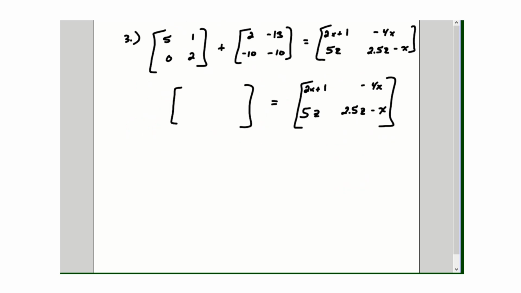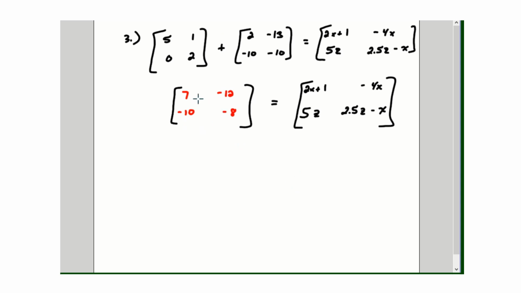Number 3, have you done number 3 yet? Nope, okay. Number 3, go ahead and copy that down. Here we need to add corresponding elements. 5 plus 2, 1 plus -13. How do I know plus? Well, because of that plus sign right there. 0 plus -10, 2 plus negative 10, so I'm adding two matrices together there by adding their corresponding elements. 7, negative 12, negative 10, negative 8.